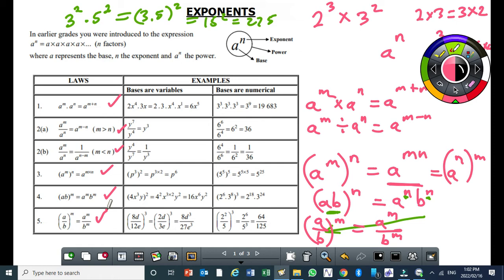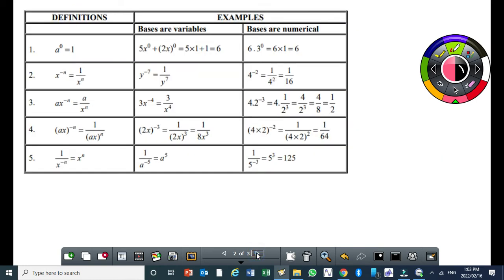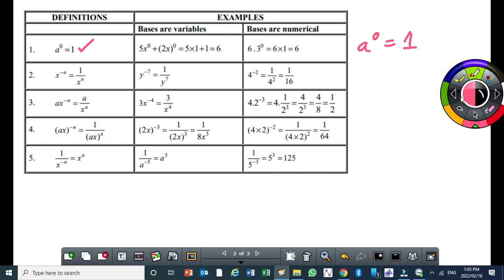Now, we also have definitions. Sometimes in the lower grades, the grade 8 and 9 teachers also call them laws of exponents, but they are actually definitions. A to the power of 0 is 1. Any number raised to the power of 0 is 1. Your grade 8 to 9 teacher taught you. So a to the power of 0 is 1.